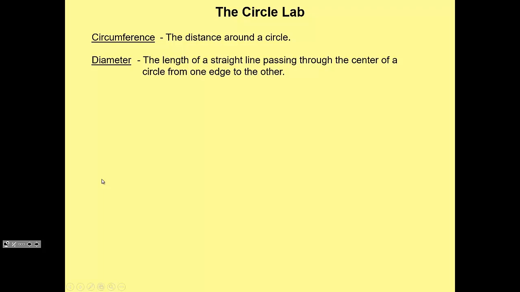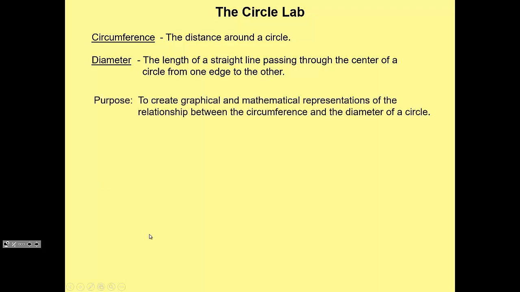So once we have our variables, we create a purpose. This will usually be on the lab sheet that I would give you to work with. Our purpose is to create graphical and mathematical representations of the relationship between the circumference and the diameter of a circle. This first part of the sentence is pretty much what we use all the time. We are going to make graphs, and we are going to turn those graphs into mathematical representations. Those are two big words which essentially mean we're going to build an equation that we can use to make predictions.